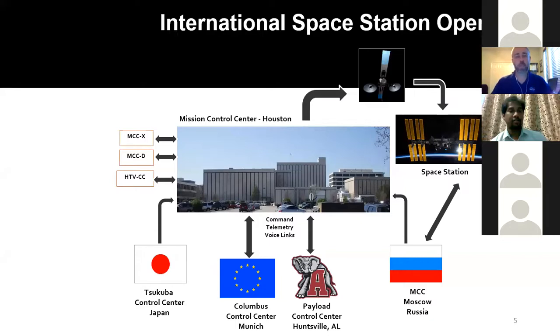And we also have mission control centers that are on the left side of the page, the X and the D and the HTVCC. So all those visiting vehicles or cargo vehicles all have their own mission control centers that interface with their parts of the space station.